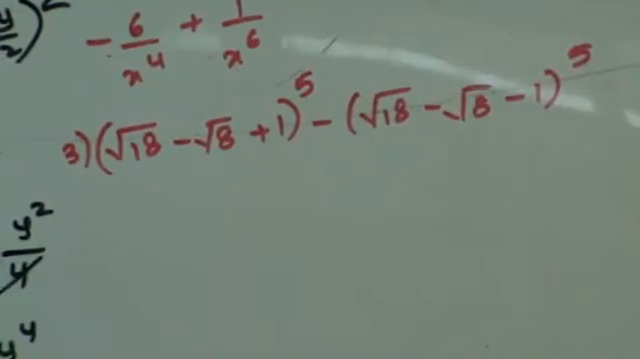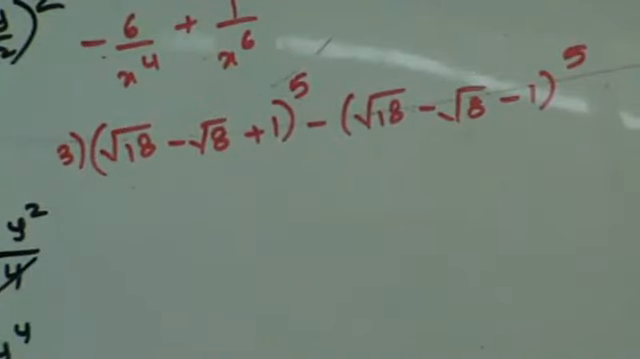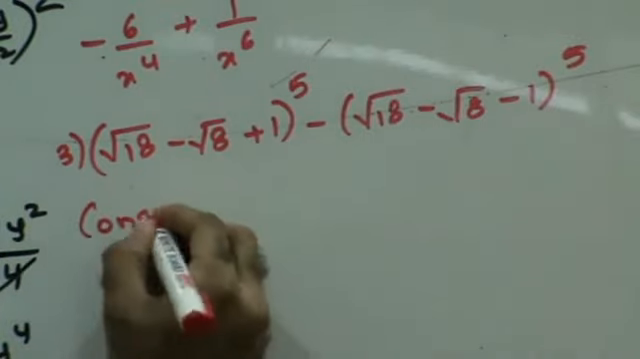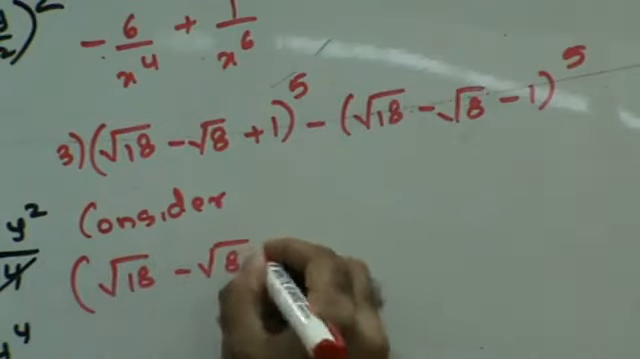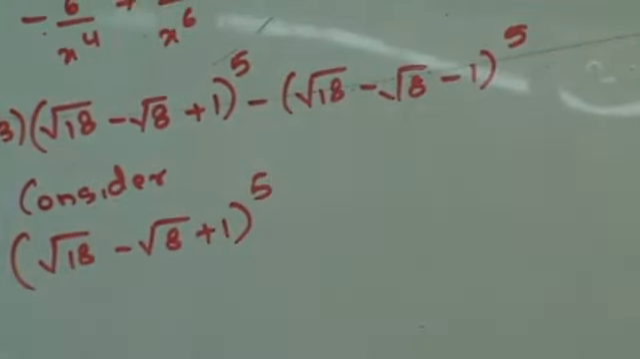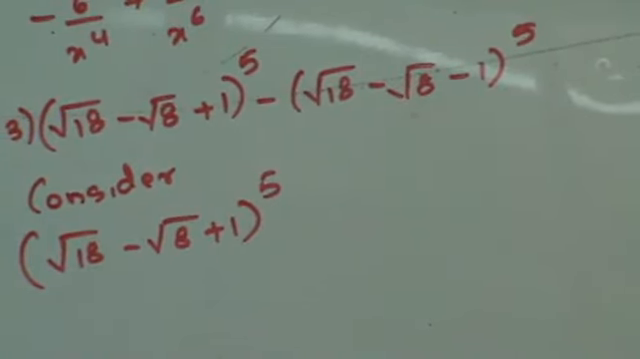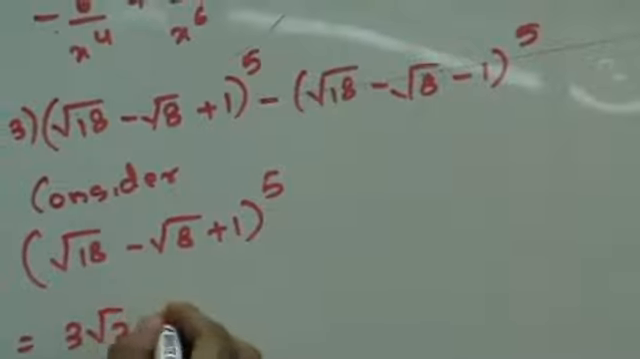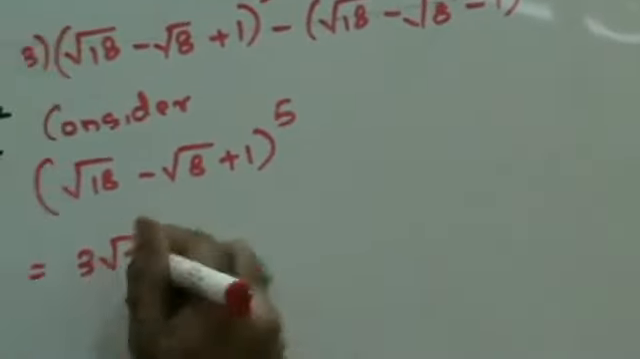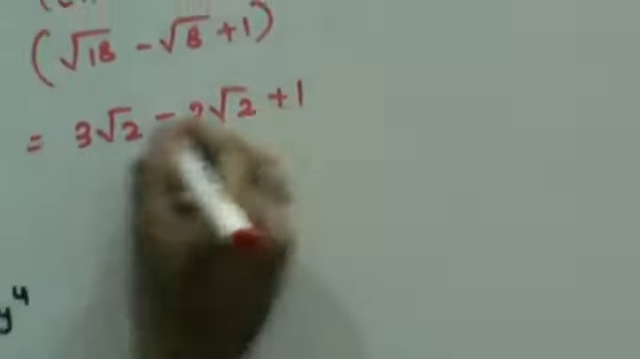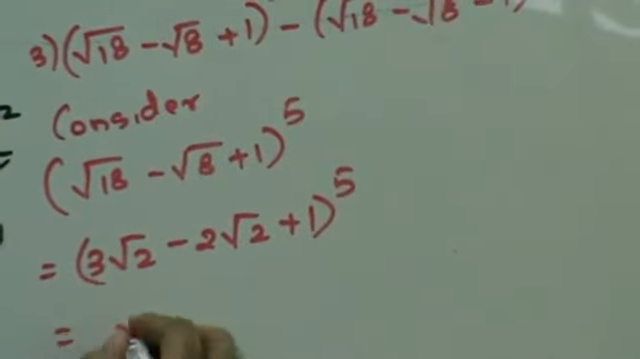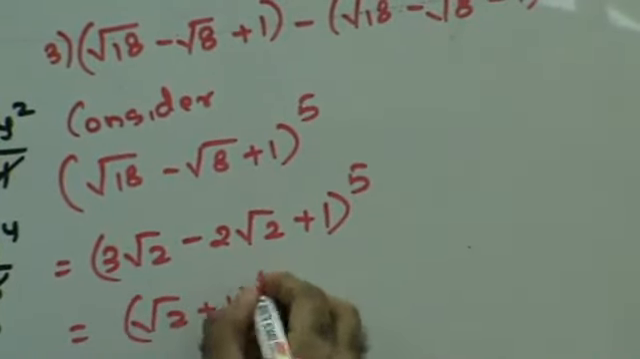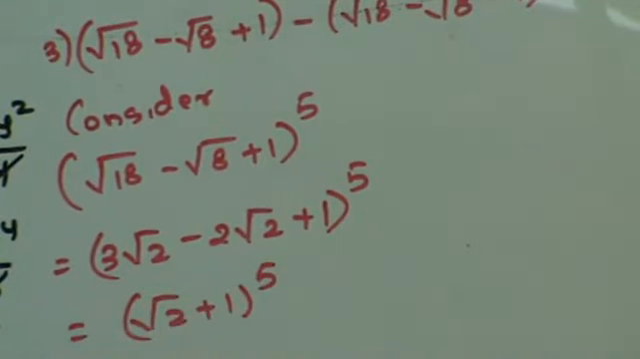Now in binomial theorem you can expand two terms. Here we have three terms. So let's take one term at a time. Consider root 18 minus root 8 plus 1 the whole raised to 5. Root 18 is 9 2s are 18, so root 18 can be written as 3 root 2. 8 is 4 2s are 8, can be written as 2 root 2, plus 1 the whole raised to 5. 3 root 2 minus 2 root 2 is root 2, so plus 1 the whole raised to 5.